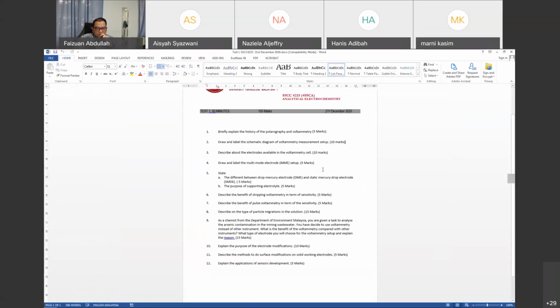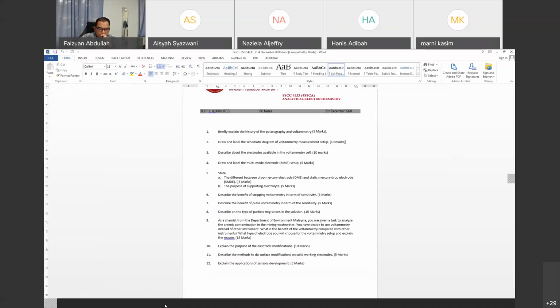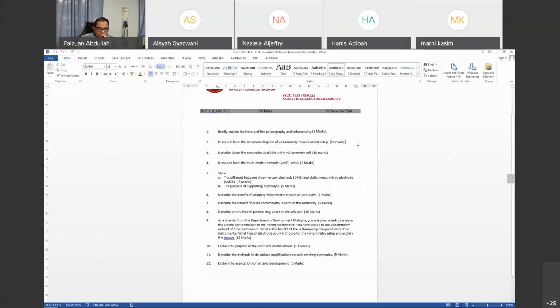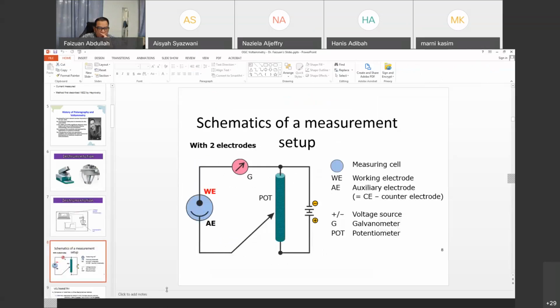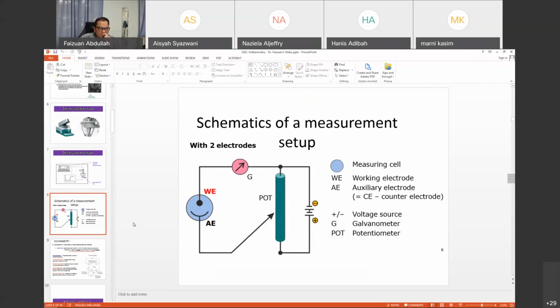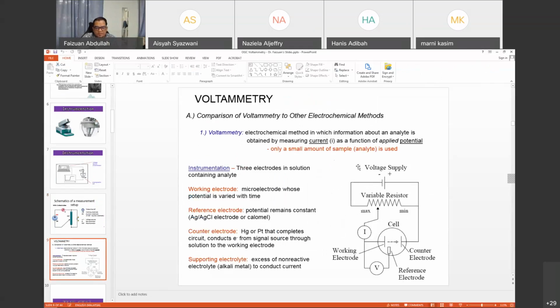Describe about the electrodes available in the voltammetry cell. Korang perasan tak markah dia berapa tu? Markah berapa soalan 3 ni? 10. So, kalau kau sebut je 3 je electrode tentu macam tu je, tak cukup. Kena explain. Okay. Working electrode ni untuk apa?